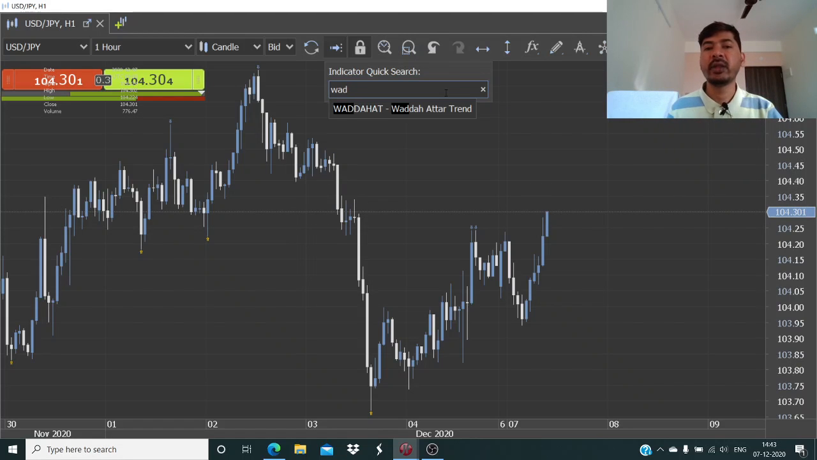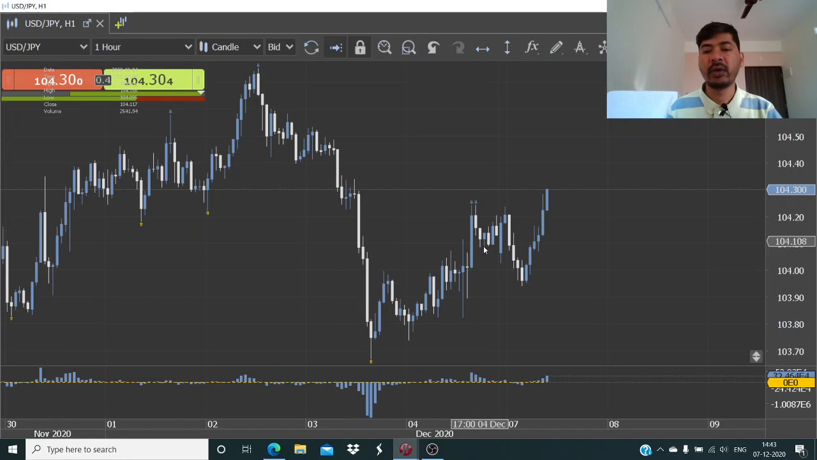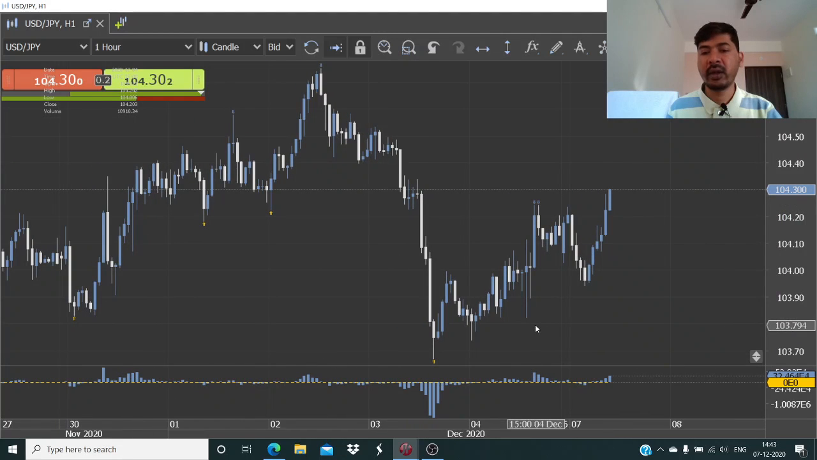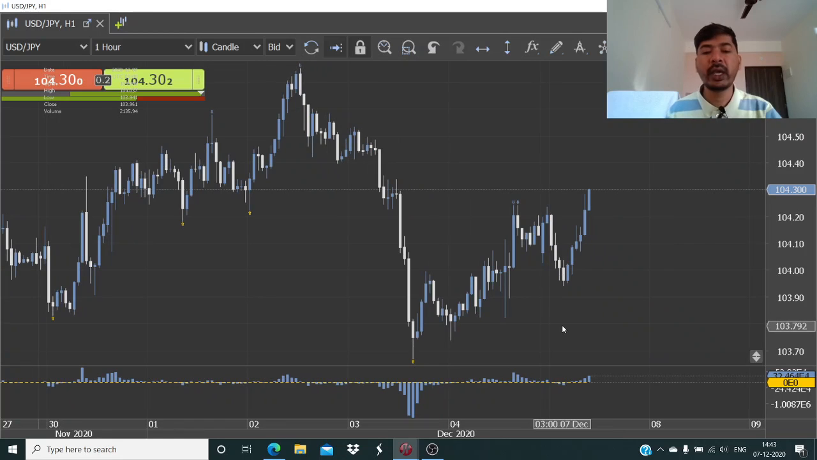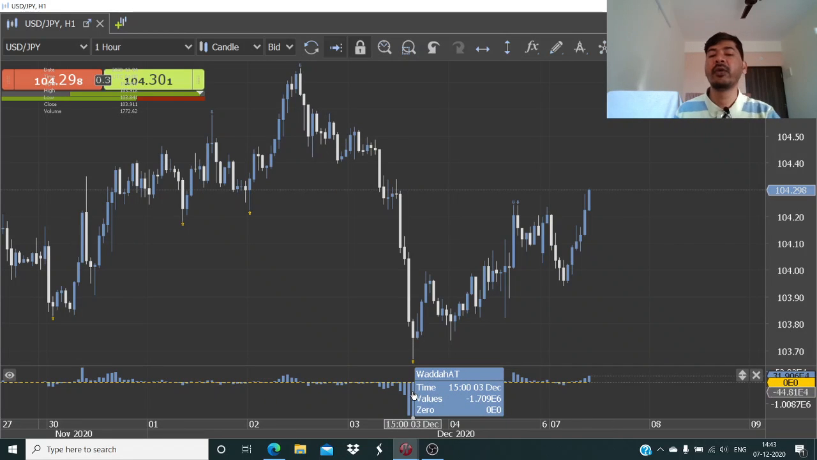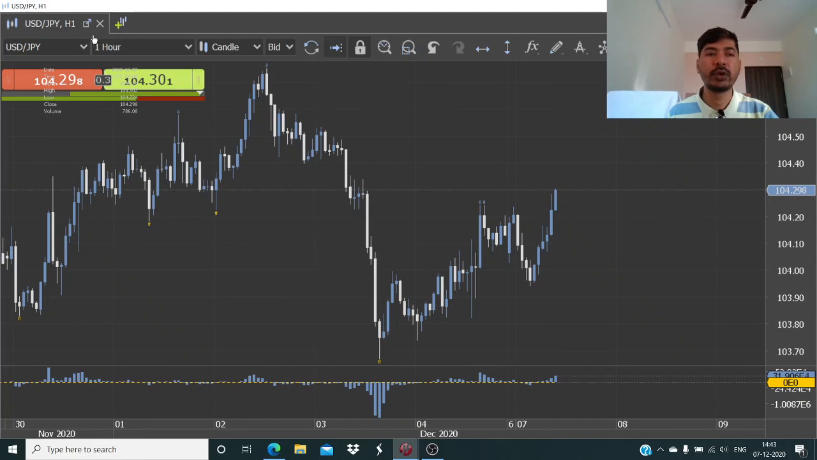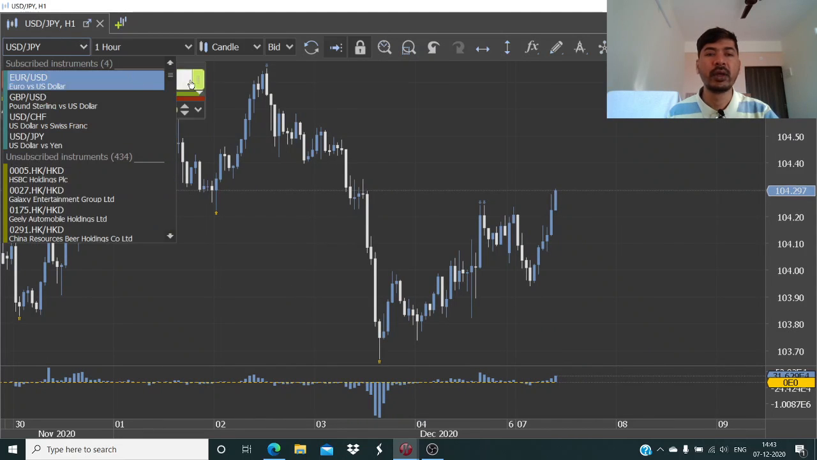Here, to find the indicator, all you have to do is do the indicator quick search, type Waddah, and you will find it. Now coming to its utility, we can use these values to see how the trend is developing in the underlying instrument. Any of the instrument of your choice can be utilized. For example, if you want to work with the Euro-USD, that is the default instrument in most of the cases.